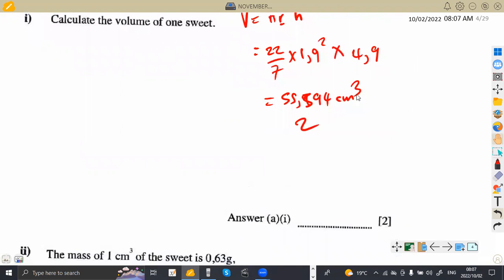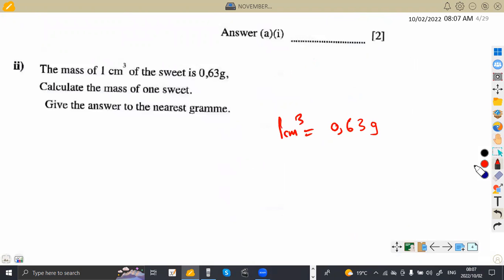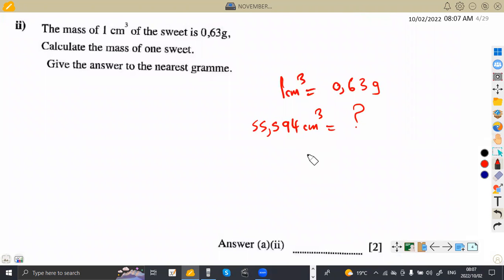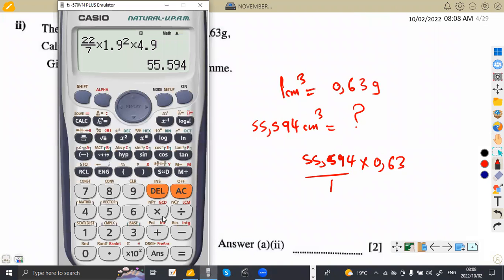We've got 55.594. So what about 55.594 cubic centimeters is equivalent to how many grams? We do not know. That was the question. Okay, so as you can see, it's going to give us more. So you just have to multiply. All right, over 1 times 0.63. Okay, so from this part on your calculator, by 0.63, it's going to be 35, comma, something like that.